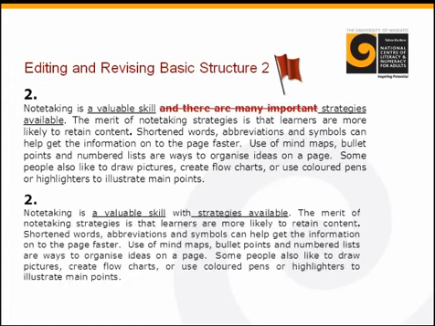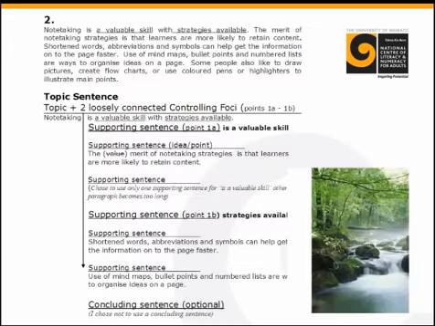So here you see I have prepared one already earlier today, and we have a topic sentence now. Note-taking is a valuable skill with strategies available. The merit of note-taking strategies is that learners are more likely to retain content, etc. So we find that if we look at how that is constructed, we can do that by deconstructing it. We see that we have a topic of note-taking, we have the two controlling focuses, is a valuable skill, strategies available, and in the supporting sentence which goes with valuable skill, maybe we used to have the word value, but because we've already got valuable there, perhaps we could think of a similar word, like in this case I've changed value to merit, just so we're dealing with any repetitiveness that doesn't really work.